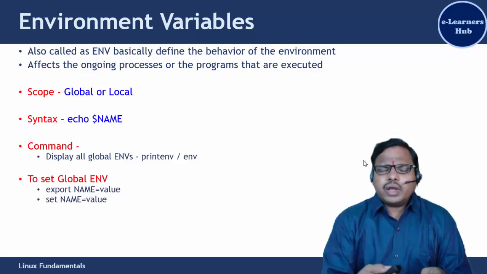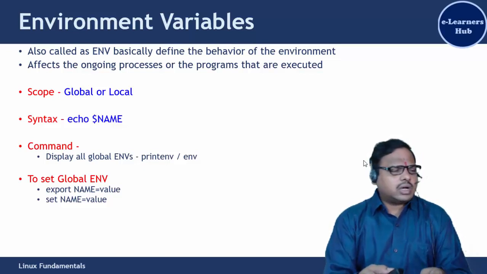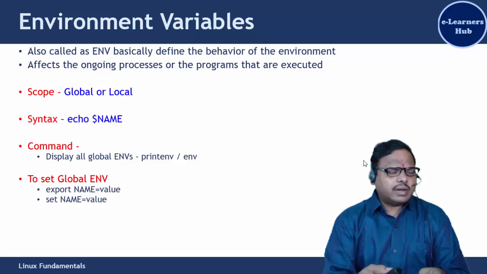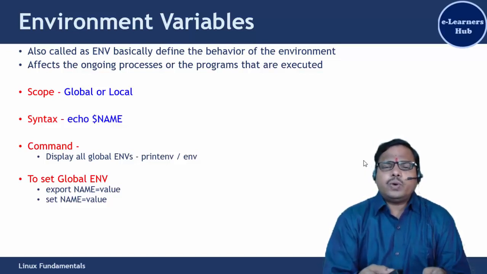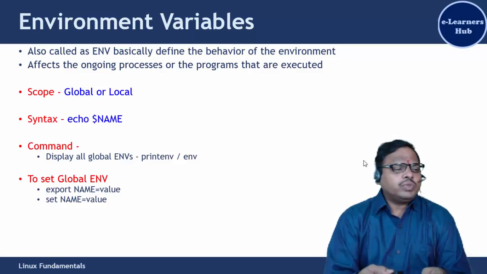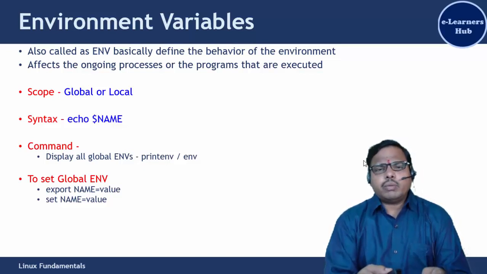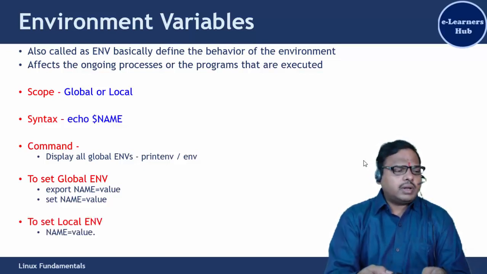You can also set your own global environment variable with the help of these commands: export NAME=value and set NAME=value. Here NAME is the name that you want to give for the variable, and the value is what value you want to set for that particular environment variable. This is how we set the environment variable.